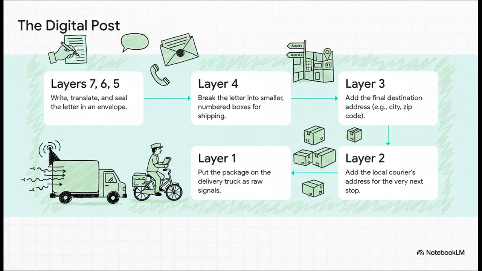It all starts at the top. At the application, presentation, and session layers, you're basically just writing your letter, maybe translating it for security, and sealing it in an envelope. Then, layer 4, the transport layer, does something really clever. It breaks your big letter into smaller, numbered boxes to make shipping easier. Next up, layer 3, the network layer, slaps on the final destination address, the city, the zip code. Then, layer 2, the data link layer, adds the instructions for just the next stop on the journey. And finally, layer 1, the physical layer. That's where the rubber meets the road, literally, putting the package on the truck as raw electrical signals or light pulses.